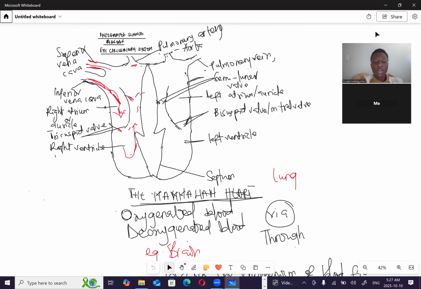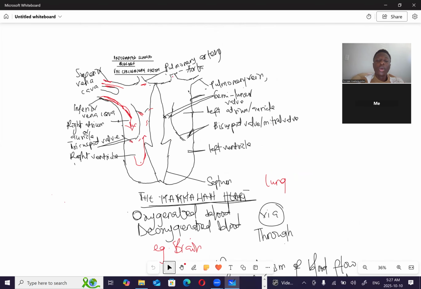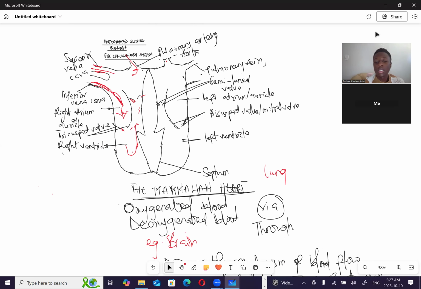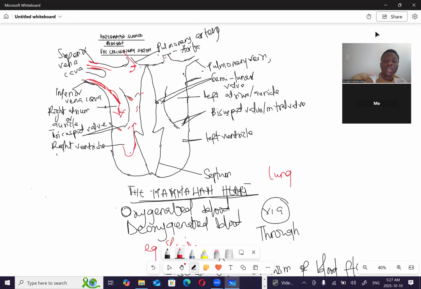Now we are going to the second phase. When the blood has received oxygen, the blood is pumped back to the heart. So the blood went out from here to the lung for oxygenation. Now the blood is with oxygen. It gets to the heart through the pulmonary vein.